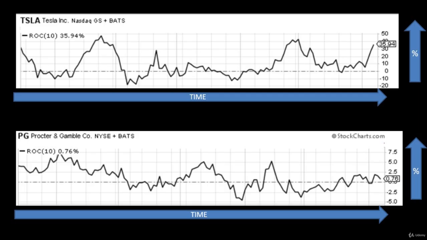But if you look on the right-hand side, what is represented is not price. That's a real important thing. Tesla is not selling for $35.94 at this point, and Procter & Gamble's not at 76 cents. It's not a price, it's a percentage. And you have a zero line there. If you're above and below, it's a percentage above and below that price. So Tesla on the top is at 35.94%. And as you see in the upper left, it says rate of change, or ROC.